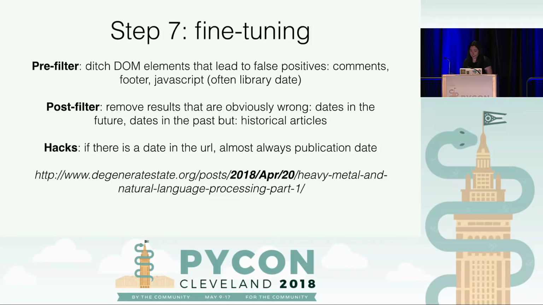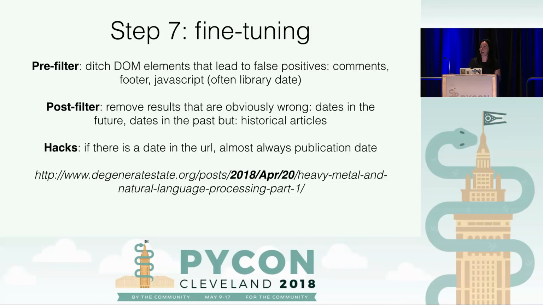So fine-tuning. I did a whole bunch of fine-tuning to improve the accuracy of the overall solution a lot. I ditched DOM elements that lead to false positives: comments, footers, JavaScript, which often has dates in the library saying this is the latest version. I do a bunch of post filtering, so I remove results that are obviously wrong, stuff that's in the future, stuff that's in the past. However, an interesting thing is that the New York Times has started to put historical articles online, so there are legit dates, articles that are from the 1800s. So I had to change my cutoff, now it's from the 1500s.